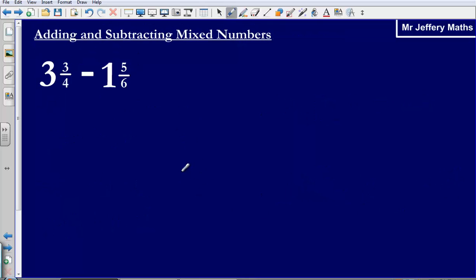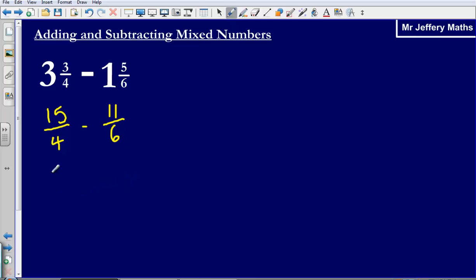Okay, on to our next topic, adding and subtracting mixed numbers. Here I've got 3 3/4 minus 1 5/6. So the first thing I'm going to do is turn each of these into top-heavy fractions. So 4 times 3 gives me 12, add on the 3, that gives me 15/4. Then from that I'm subtracting 1 5/6. So turning this into a top-heavy fraction, 6 times 1, add on the 5, that gives me 11/6. So I've got 15/4 minus 11/6.